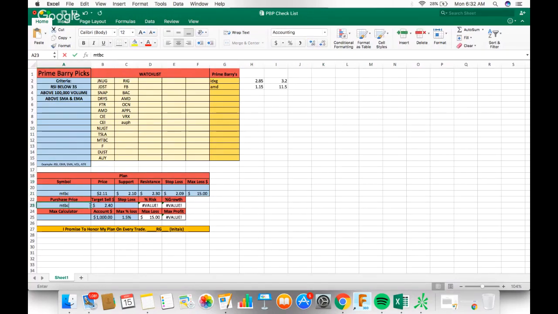So MTBC going to be around 211. Stop loss is at 209, right below the support.